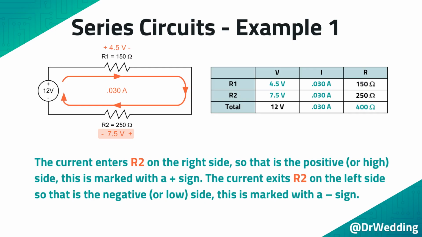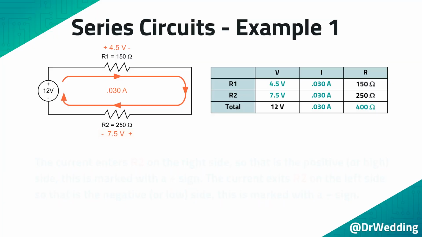The current enters R2 on the right side, so that is the positive or high side. This is marked with a plus sign. The current exits R2 on the left side, so that is the negative or low side. This is marked with a minus sign. This is the complete solution for this example.